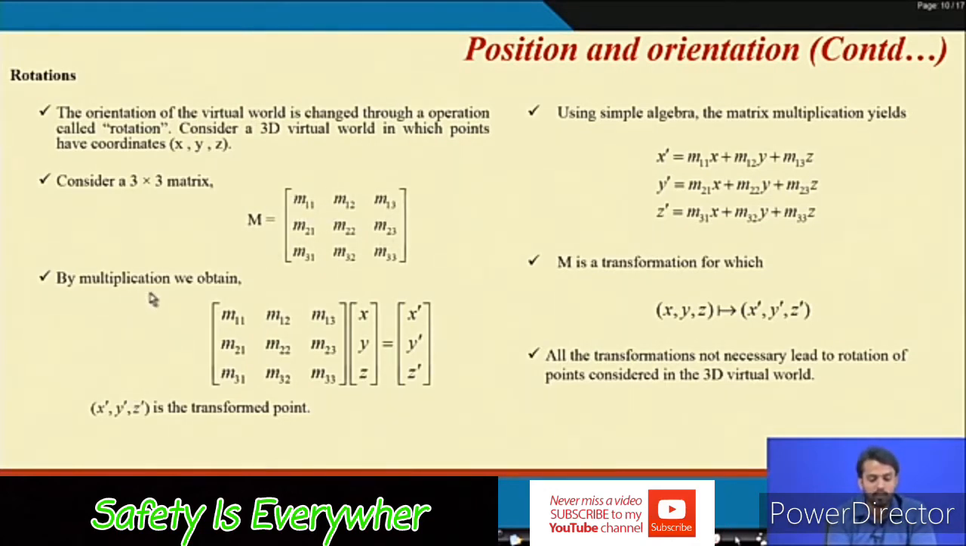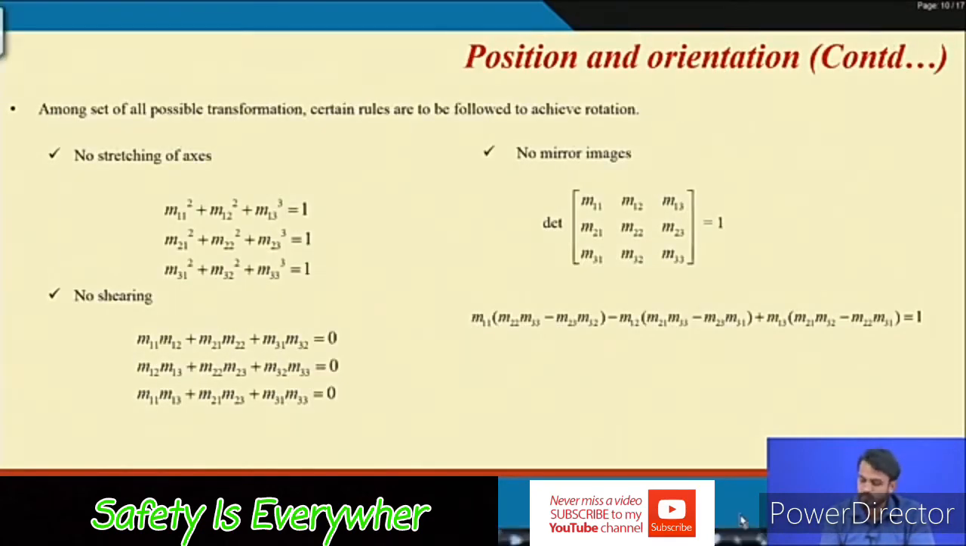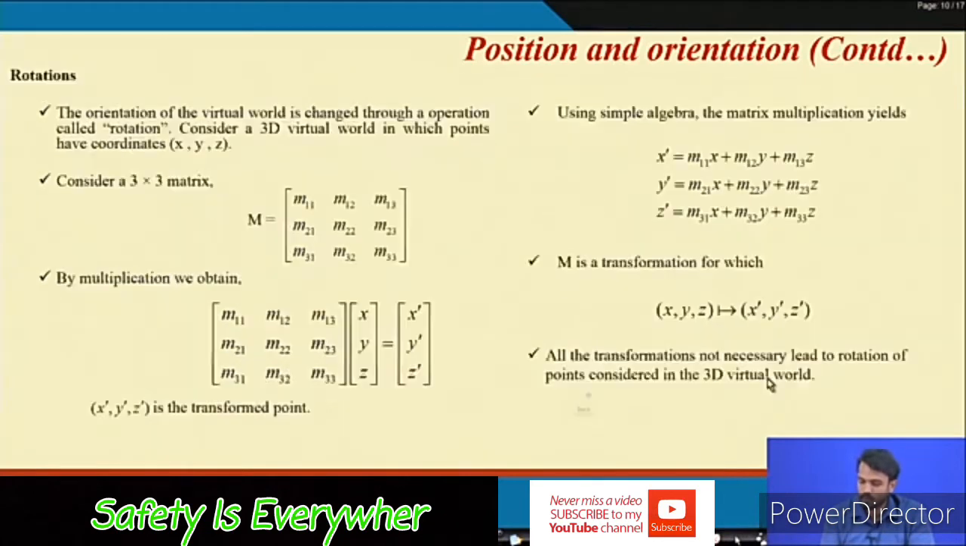By multiplying the matrix M with the x, y, z matrix, which is the original matrix we considered, we obtain the complete transformed matrix, that is x dash, y dash and z dash. So x dash, y dash and z dash is the transformed point in the 3D virtual world. Using simple algebra we can obtain that x dash is m11 into x plus m12 into y plus m13 into z. Similarly, we can obtain the coordinates for y dash and z dash.